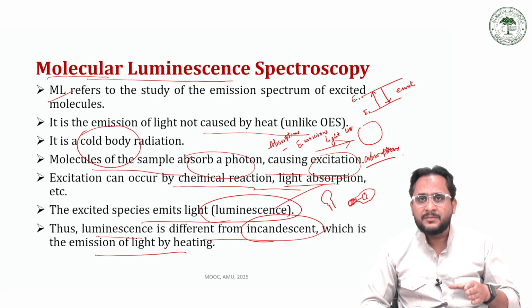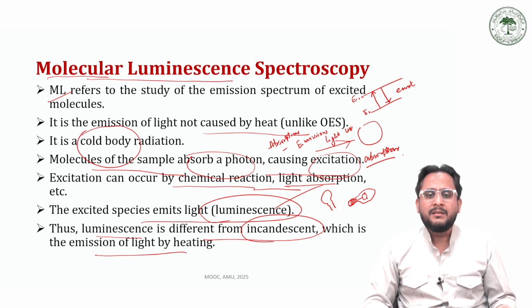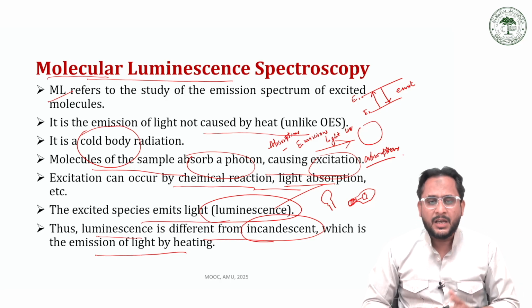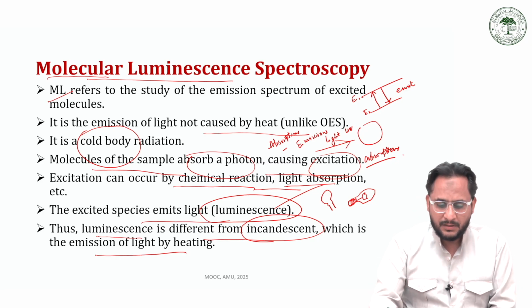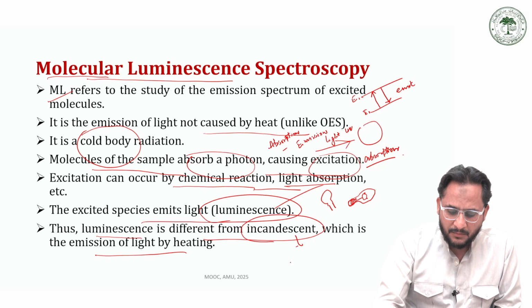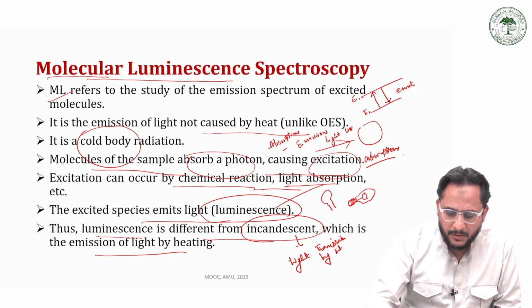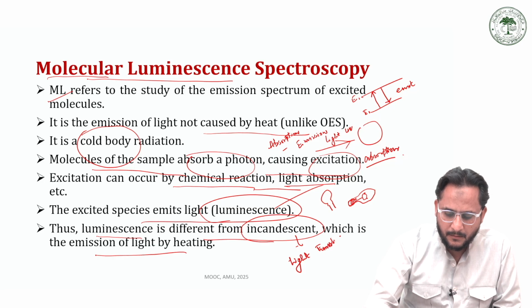Incandescence means the emission of light by absorbing heat, while luminescence means emission of light by absorbing incident light radiation of lower wavelengths. So incandescence means light emission by absorbing heat.